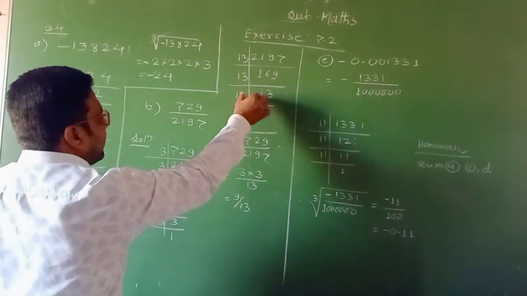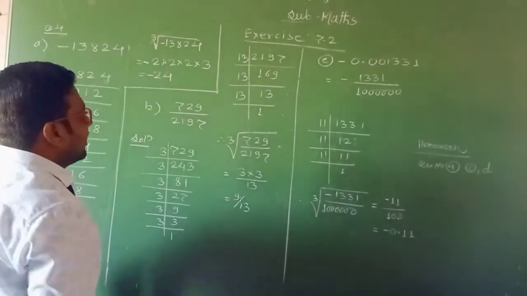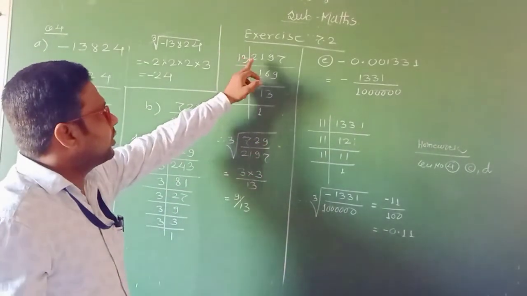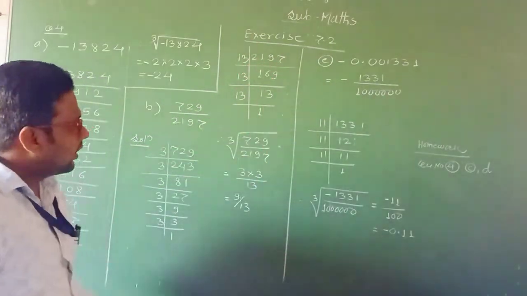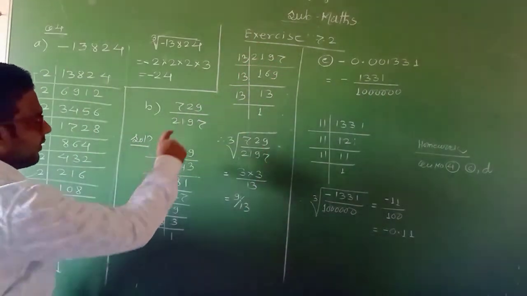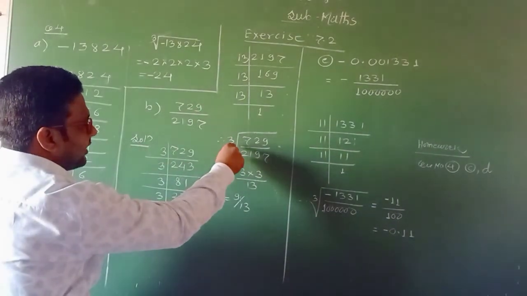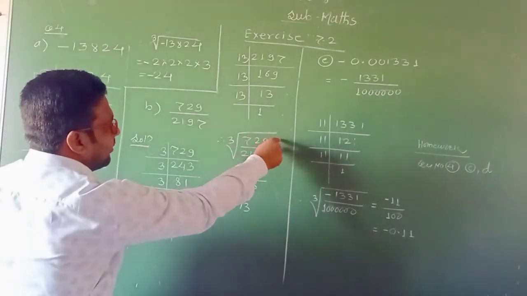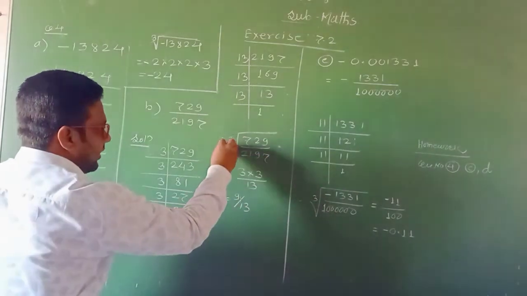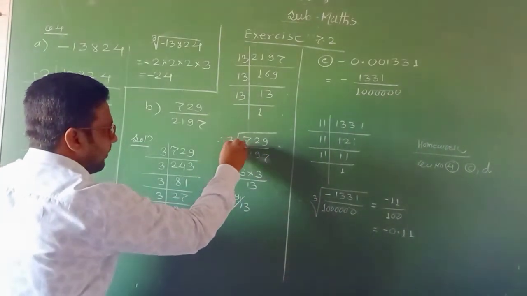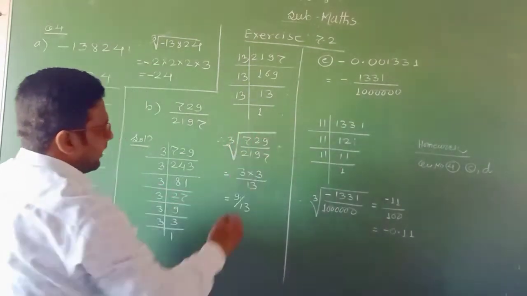13 is divided by 13, here we get 1. Now these are the factors for denominator number 2197. Now to find out the cube root of this fraction, therefore we write in symbol cube root of the given number 729 upon 2197. We write it like that.